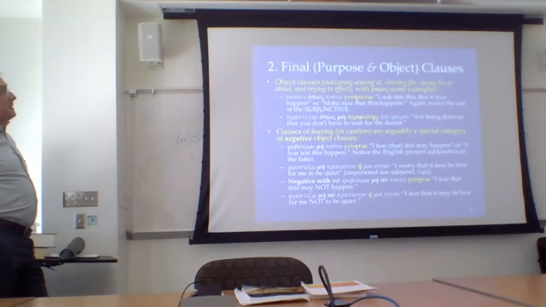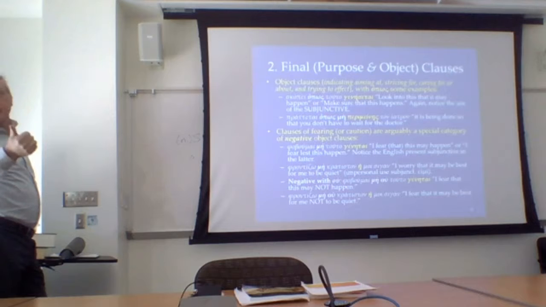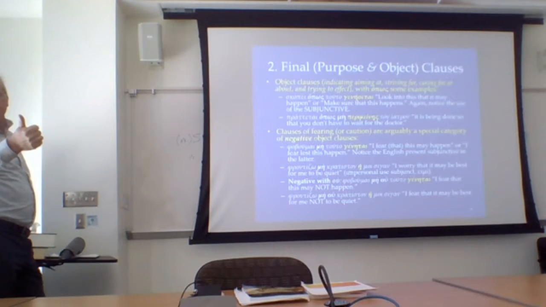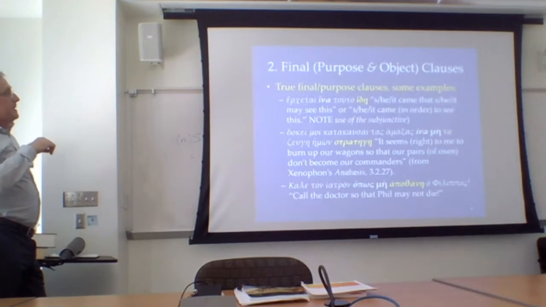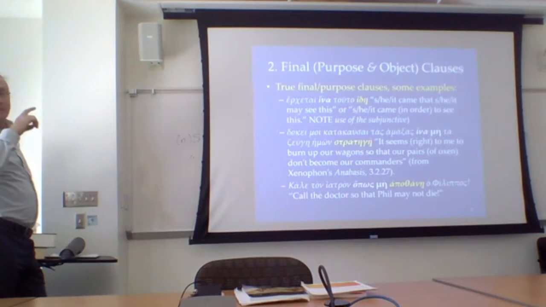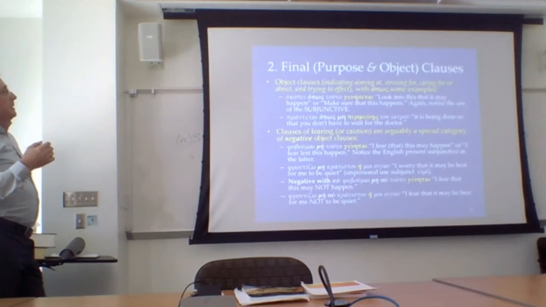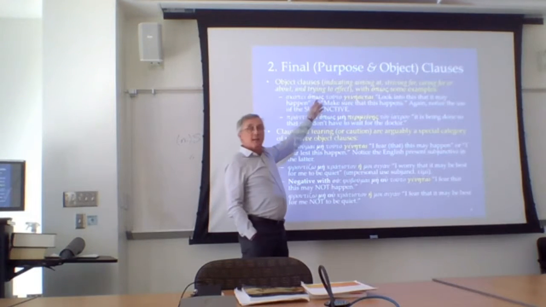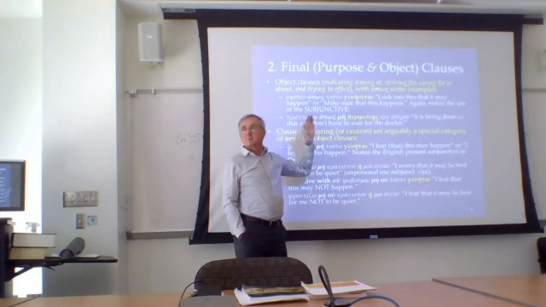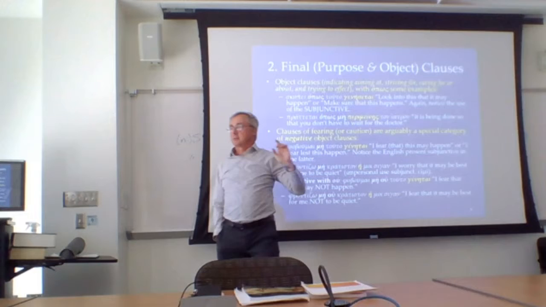All right, so that is the main thing I wanted to touch on today. Main takeaways: hina plus subjunctive expresses some sort of finality, especially purpose. Its negative is with me. Object clauses are similar, sometimes with hina, sometimes with purpose. I'll give you some purpose examples. They also are followed by subjunctive forms.